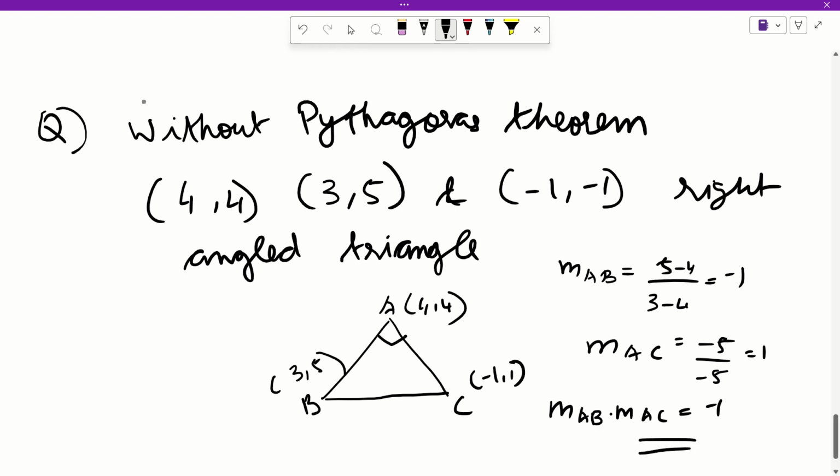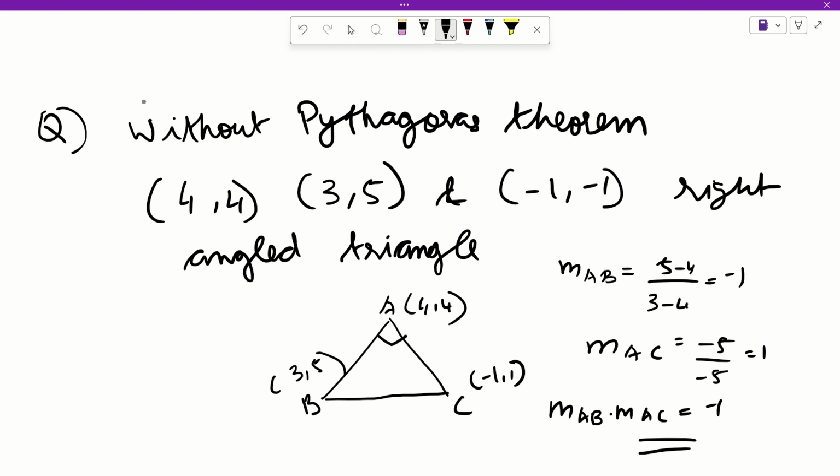See, simple. That is, sometimes these three coordinates might be given. They will ask which type of triangle this is. So just draw a random triangle. If you are taking this B as 90 degrees, what you have to do? MAB, MBC. Suppose if you are taking this C as 90 degrees, what you have to do? MAC, MBC, because whatever line is joining C, we have to just multiply the slopes and check whether -1 is coming or not. That's it. Okay.